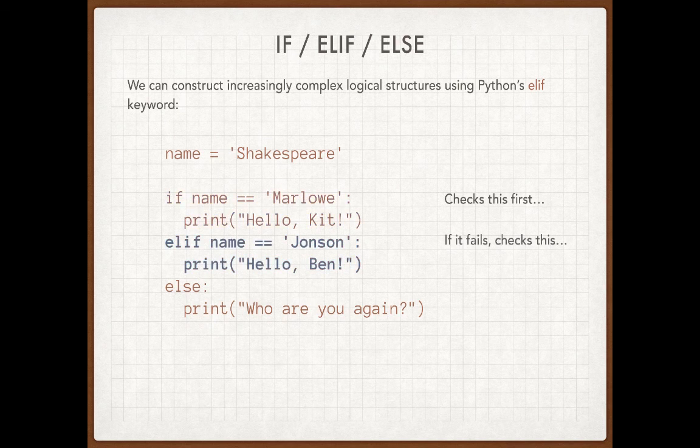However, if that first conditional is false, then we drop to the elif and we check this conditional. So we check to see if the value in name is the same as the literal string Johnson. If it's true, then we'll print Hello Ben. But if that's false, we will fall through all the way to the else at the bottom. And this is the part that will be executed if the earlier ifs fail. Then we'll just bottom out down here, and we'll finally perform that one.